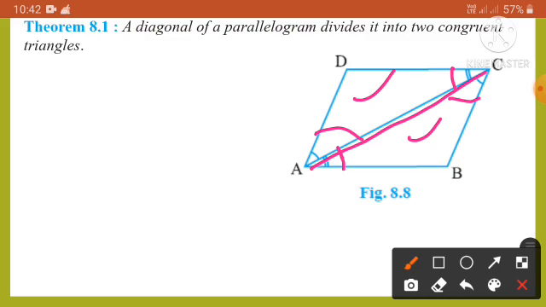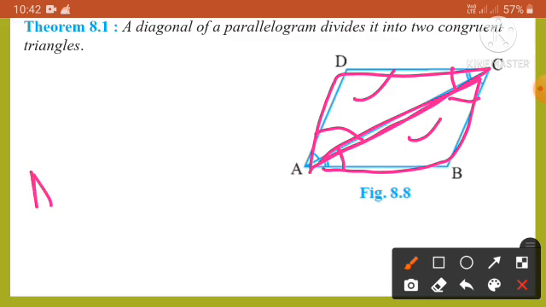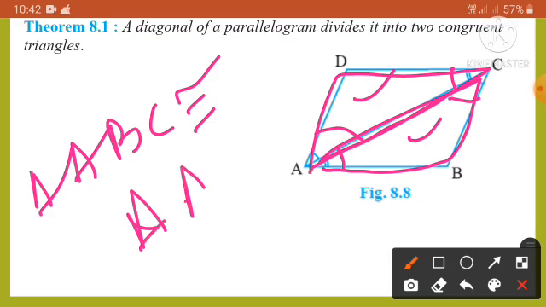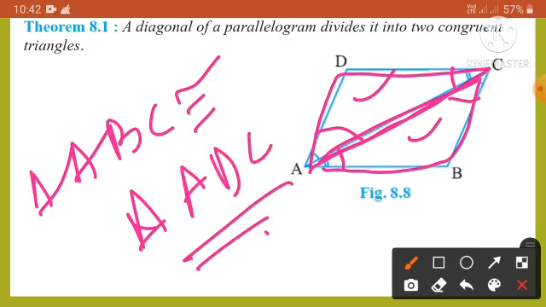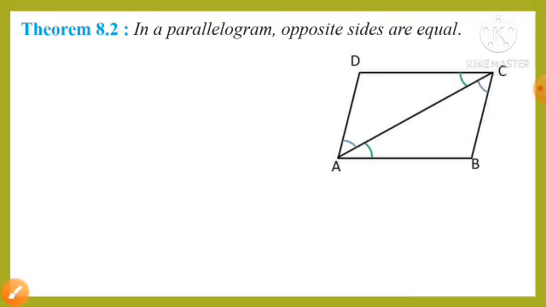So using the ASA congruence, we can say that triangle ABC is congruent to triangle ADC. So we can prove that a diagonal of a parallelogram divides it into two congruent triangles. Here triangle ABC is congruent to triangle ADC. Go to the next theorem.